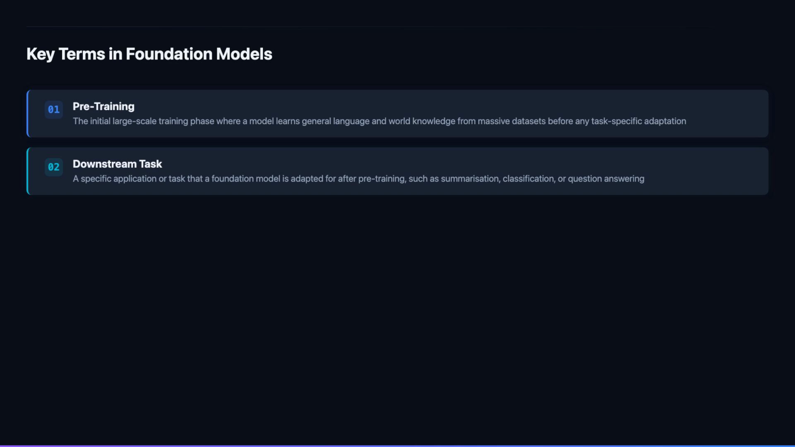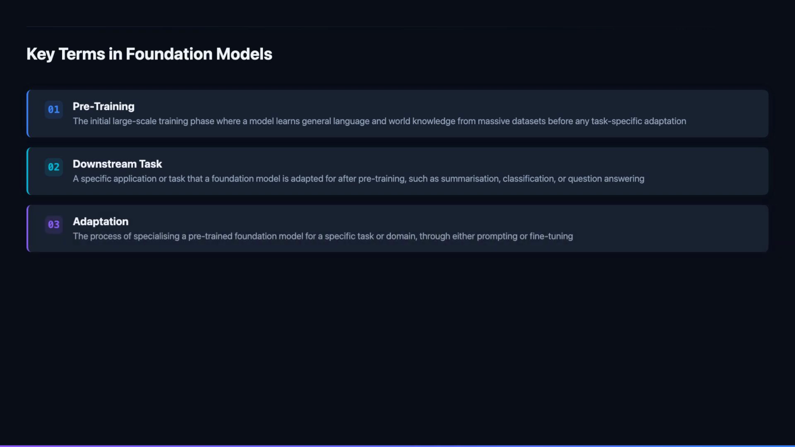The remarkable breadth of downstream tasks that foundation models can perform, with minimal additional training, is what makes the paradigm so economically and technically powerful compared to the narrow task-specific models of the previous generation.